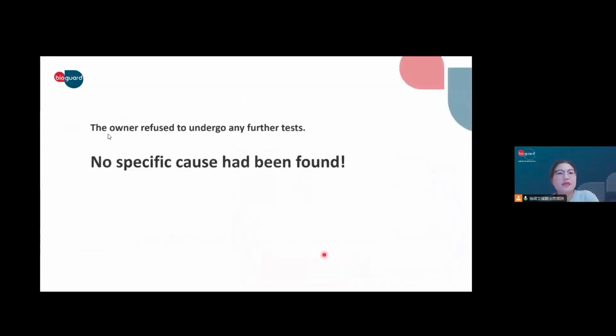Okay, let's continue with our topic. Unfortunately, the owner refused to undergo any further tests. So at last, we still didn't know the exact reason for his uveitis, and no specific cause had been found in this case.